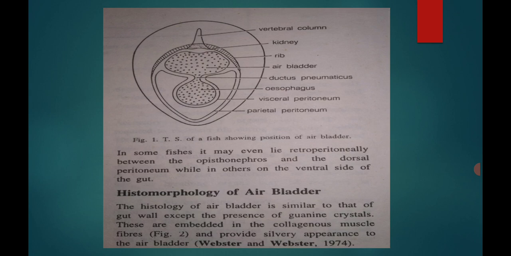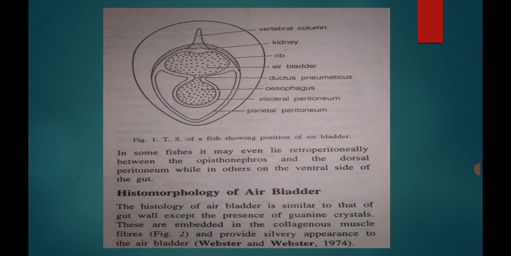In some fishes it may even lie proportionally between the opisthonephros and the dorsal peritoneum, while in others on the ventral side of the gut. Now the histomorphology of the air bladder.